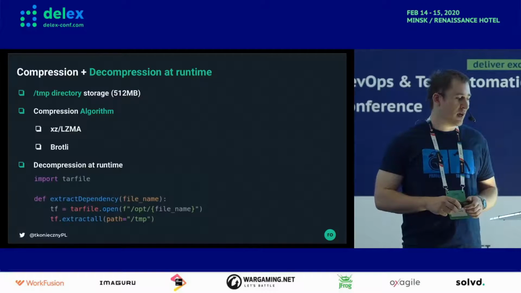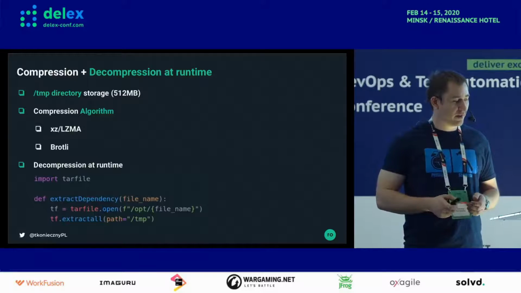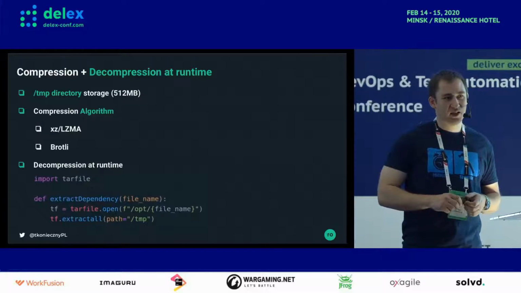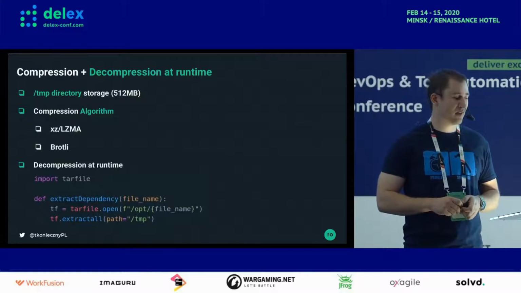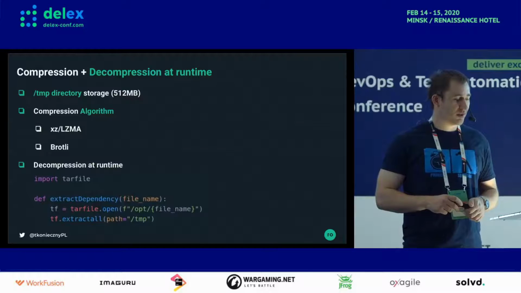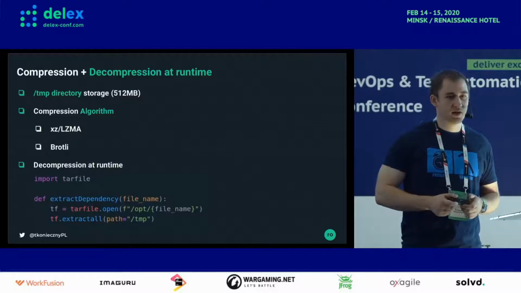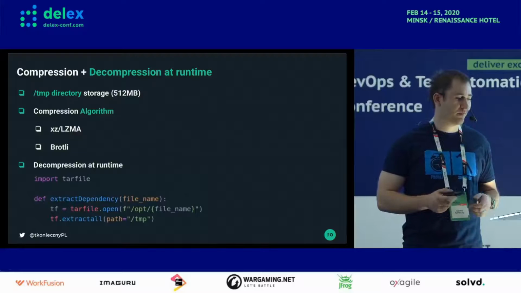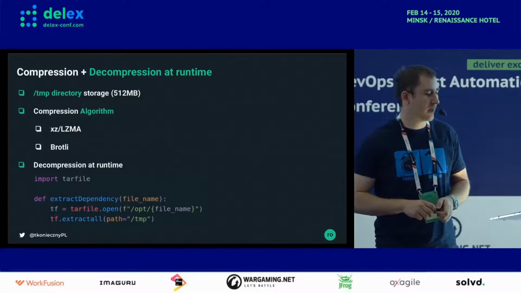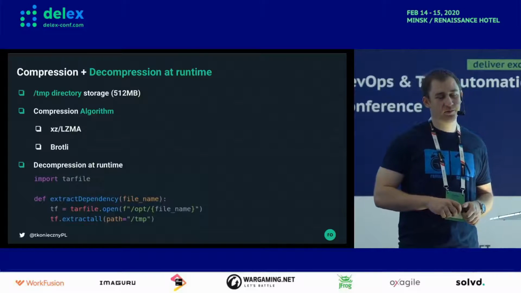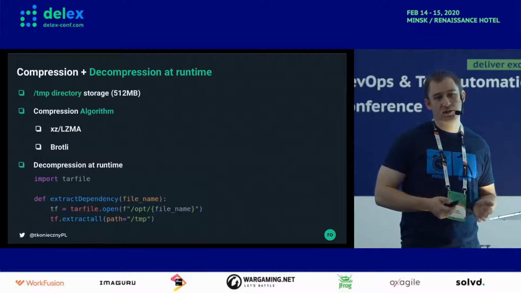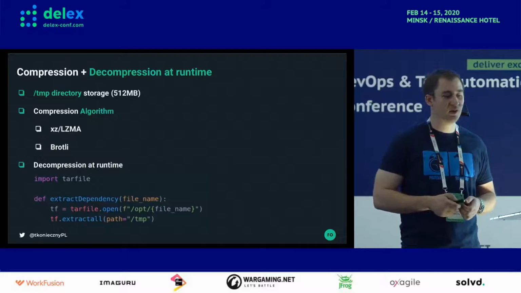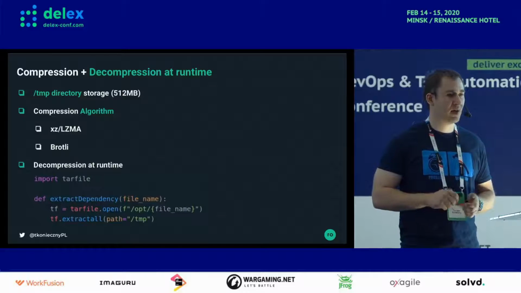Here we have an example of code that we'll have to run every time we run our function before we actually have the browser available. So just the basic extract dependency method that basically extracts a file from the opt directory. We can pass any file name here to the TMP directory. So we will have this binary available when we execute our function.